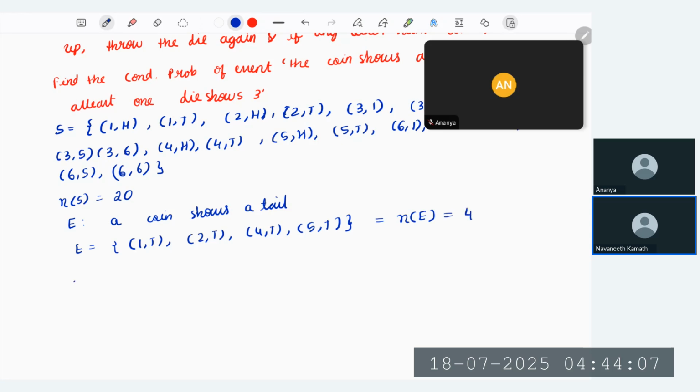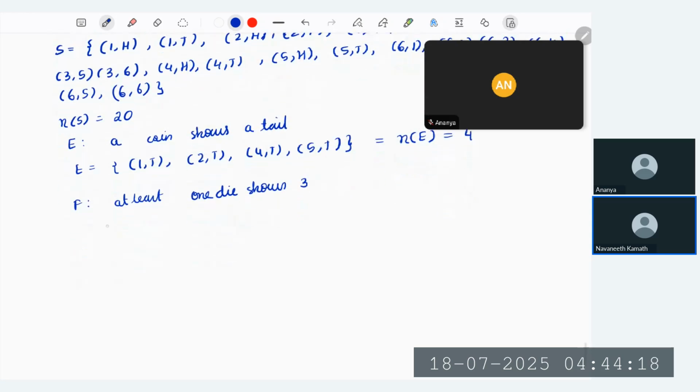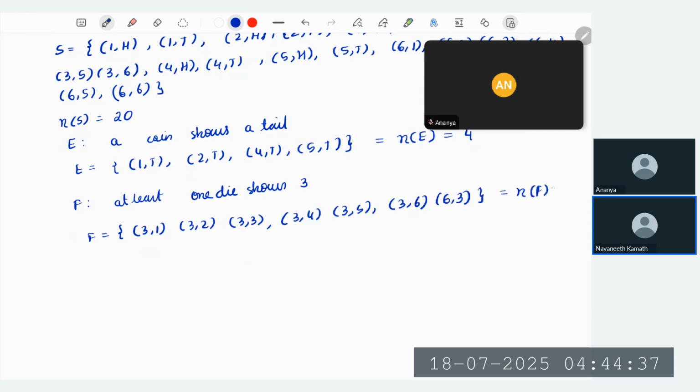And at least one die shows 3. That is the second thing. So the favoring events are 3-1, 3-2, even 3-3, because at least one die shows 3, then 3-4, 3-5, 3-6, and one more will come, that is 6-3. Now the number of favoring events here is 7.